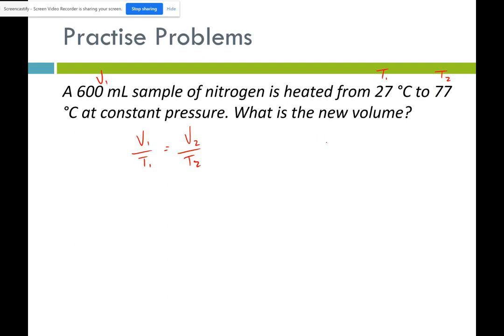First thing I have to do, like before, is I have to convert my two temperatures. 27 gives me 300.15 Kelvin. Do the same thing for my 77, 273.15 needs to be added to it.